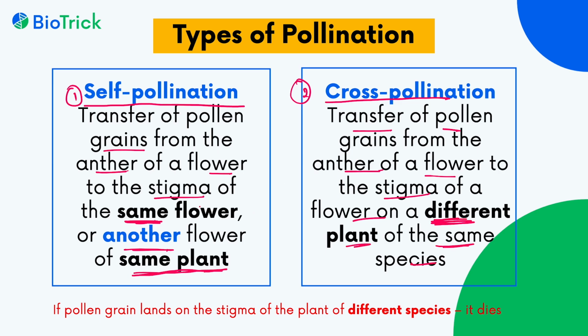So what's the basic difference? In case of self-pollination, the flower can be the same or a different flower of the same plant. While in case of cross-pollination, the plant is different. In case of self-pollination, the plant is the same, a single plant. This kind of pollination will take place in a single plant only. Let's see how it occurs.